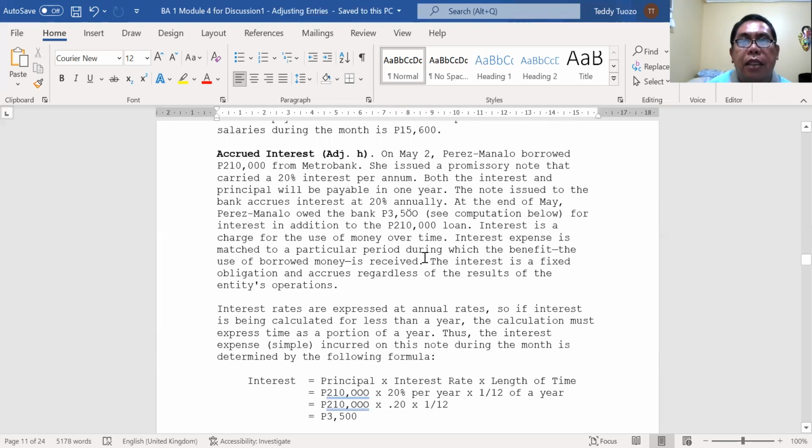Okay, accrued interest. On May 2, Perez Manalo borrowed 210,000 from Metro Bank. She issued a promissory note that carried a 20% interest per annum. Both the interest and principal will be payable in 1 year. So take note, no? It always depends on when is the maturity date of the note or the borrowings. The note issued to the bank accrues interest at 20% annually. At the end of May, Perez Manalo owed the bank for 3,500. So, dyan ang computation sa ubos.